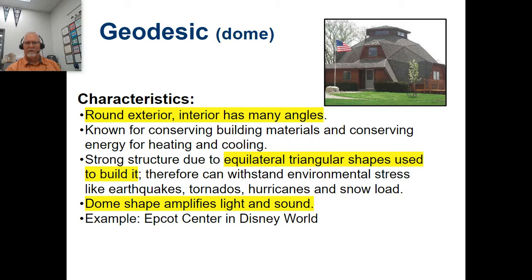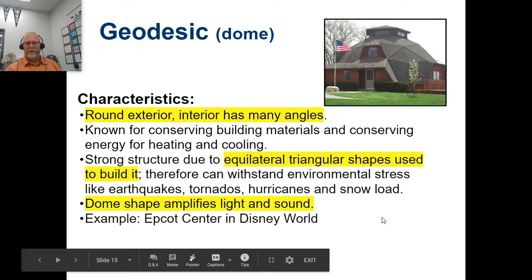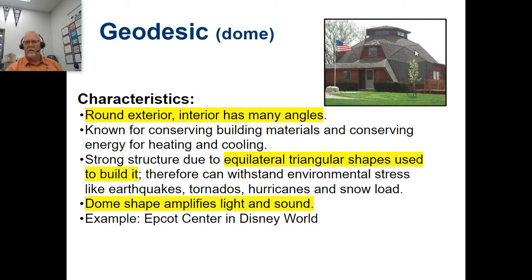It's known for conserving building materials and conserving energy for heating and cooling. If you can envision the inside of this, kind of the rounded ceilings, it helps the flow of the air, both heating and cooling, to make it more efficient to heat and cool. It's very strong in structure due to the equilateral triangular shapes that are used to build it. We mentioned that a little bit here. We have a pentagon that's made of several equilateral triangles that give it a very strong structure, very solid, so it stands up to weather, wind, and storms very well.